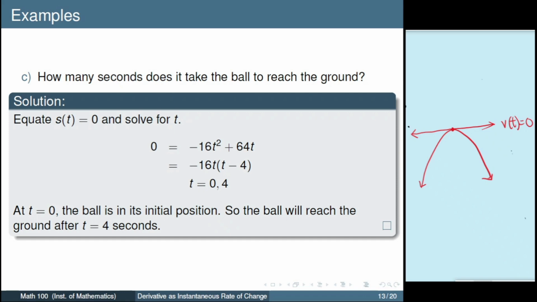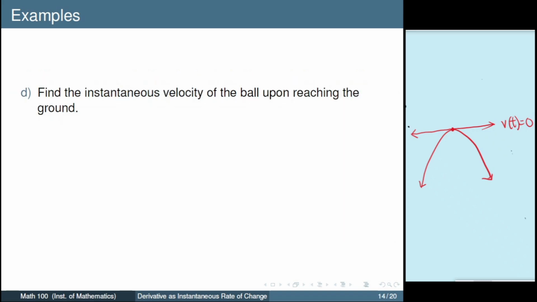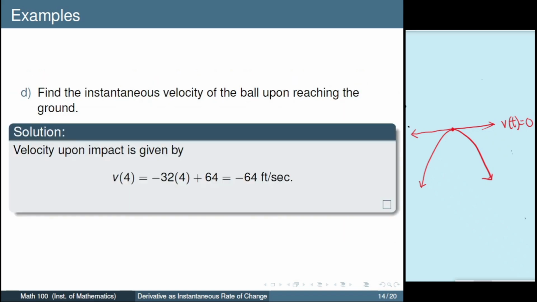For letter D, we want to get the instantaneous velocity upon reaching the ground. So, again, the ball reached the ground at t equals 4. So, kukunin mo lang ang v of 4. That's negative 32 times 4 plus 64. Plug in lang. So, you have negative 64 feet per second. So, this is the instantaneous velocity upon reaching the ground.